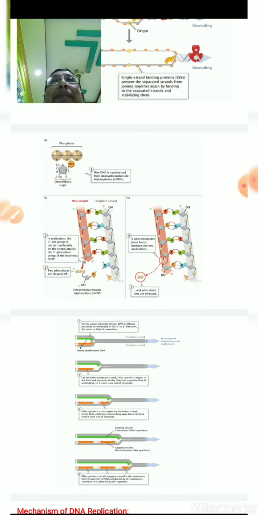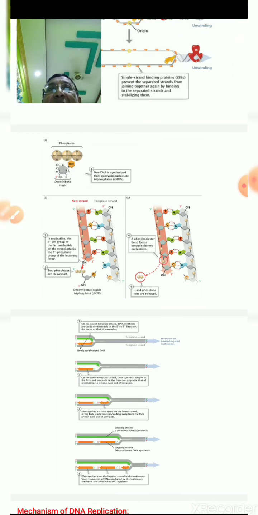Now in my next diagram, you see first there is a synthesis of this. This is the RNA primer, the red one, 5' to 3'. There is an RNA primer synthesis. Once the RNA primer synthesis is over, then DNA synthesis starts. Now in replication, this is the 3' region. The 3' hydroxyl group of the last nucleotide on the strand attacks the 5' phosphate group of the incoming dNTP. Now 2 phosphates are cleaved off and 1 phosphate will be added.